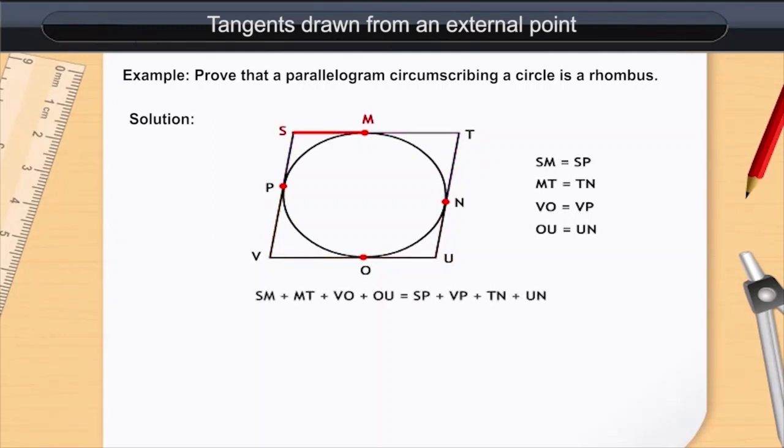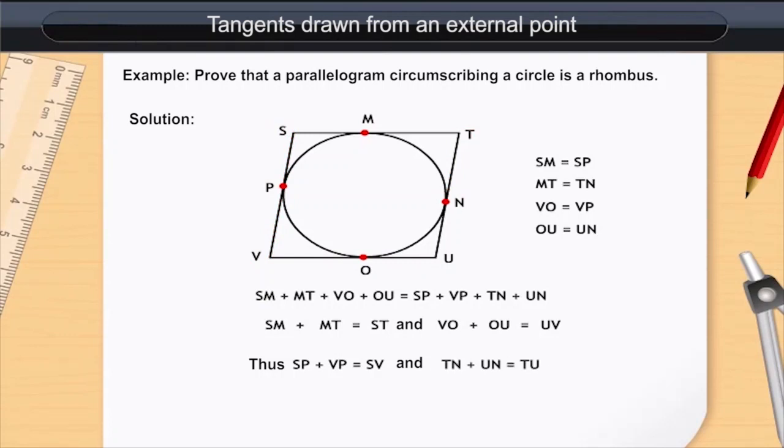On adding these equations, we get SM plus MT plus VO plus OU is equal to SP plus VP plus TN plus UN. Similarly, SM plus MT is equal to ST and VO plus OU is equal to VU. Also, we can say that SP plus VP is equal to SV and TN plus UN is equal to TU.